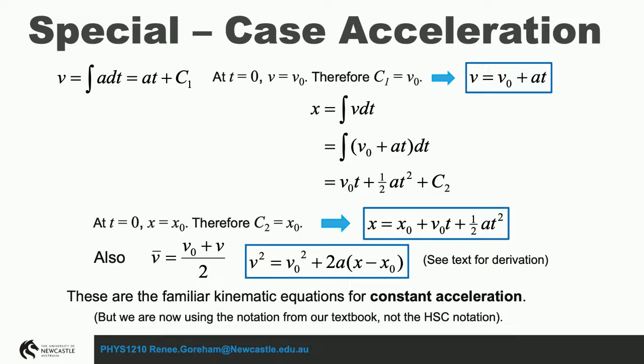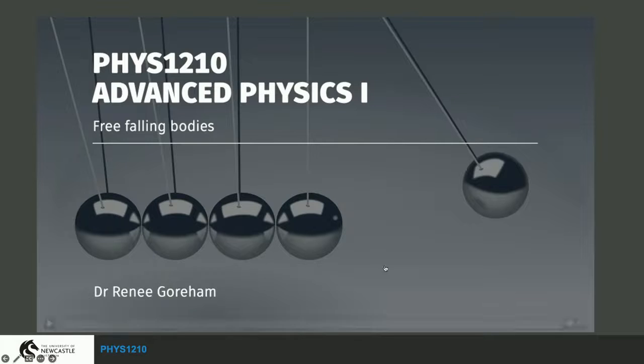I'm not going to ask you in an exam how to derive these, but it's good to know how they came about. So we've got some familiar kinematic equations for constant acceleration, and we're going to have a look at those now. So this will be towards the end of this lecture. We're going to look at vertical motion, and then we'll be ending it.